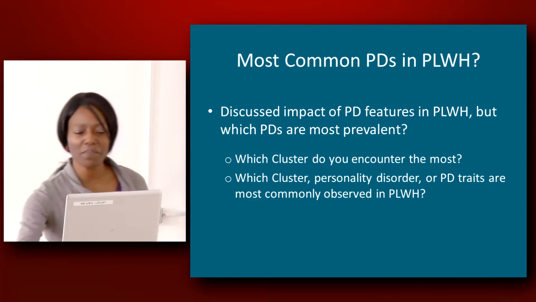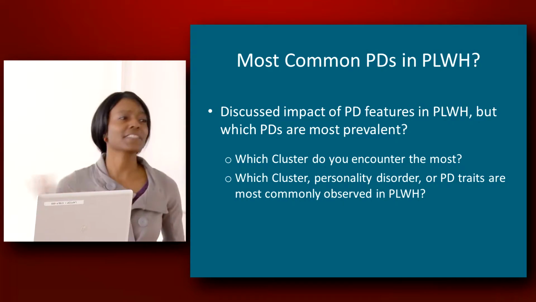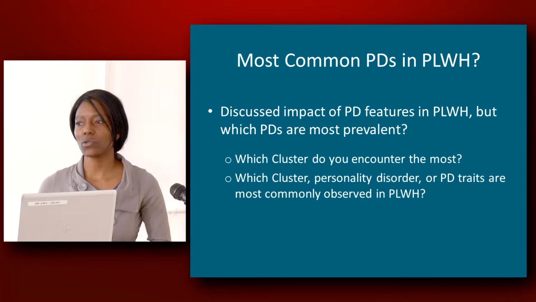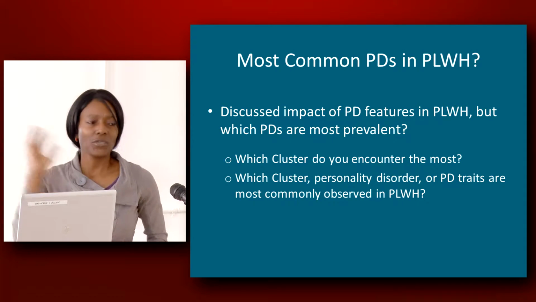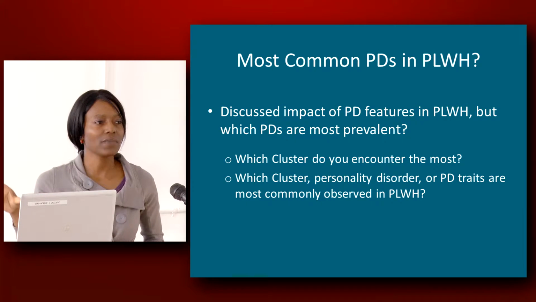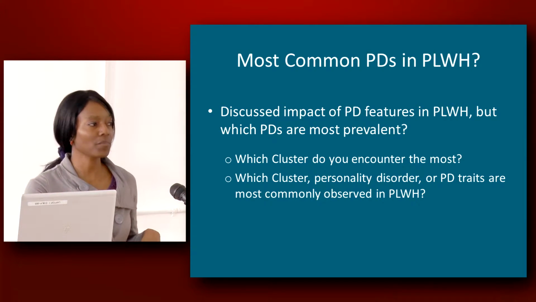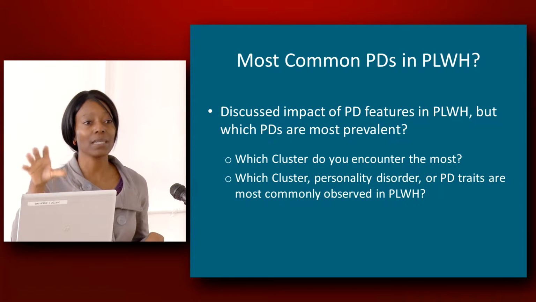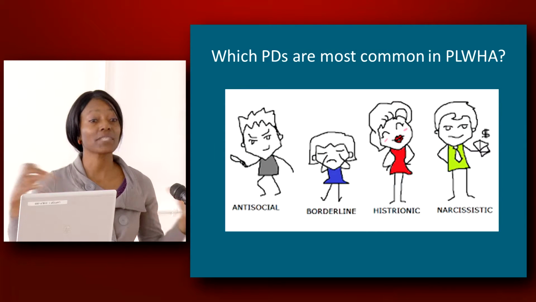Yeah, so the cluster B personality disorders are the most frequently seen. When you consider that half of the people living with HIV have a substance use disorder, it makes sense that it's cluster B, because these are the high energy, impulsive, risk-taking personality disorders.